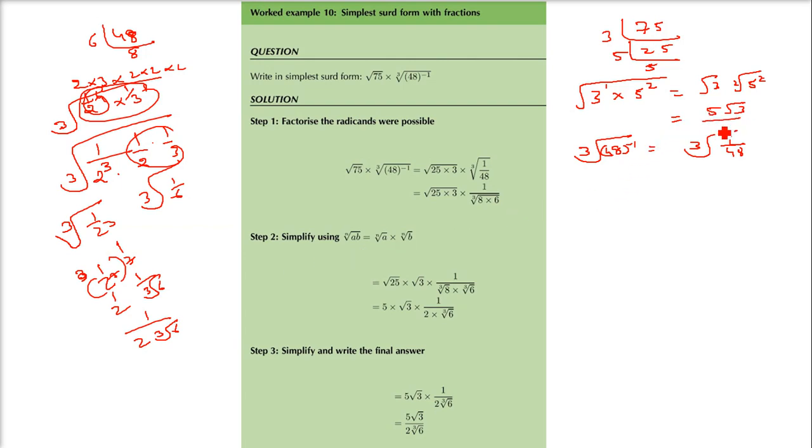And here what we had, 5 root 3. So 5 root 3 into 1 by 2 third root of 6. So what do we get? This one only, 5 root 3 by 2 third root of 6. This is what we get.